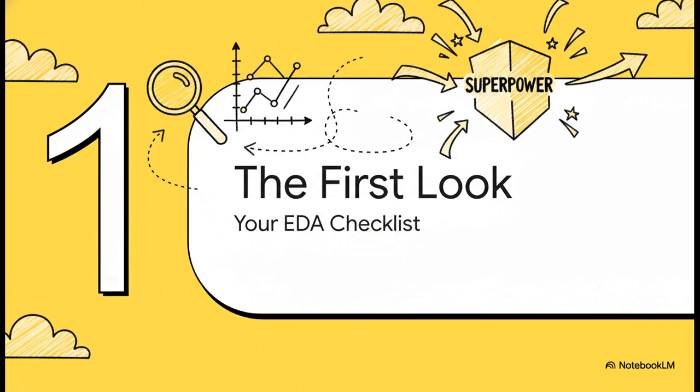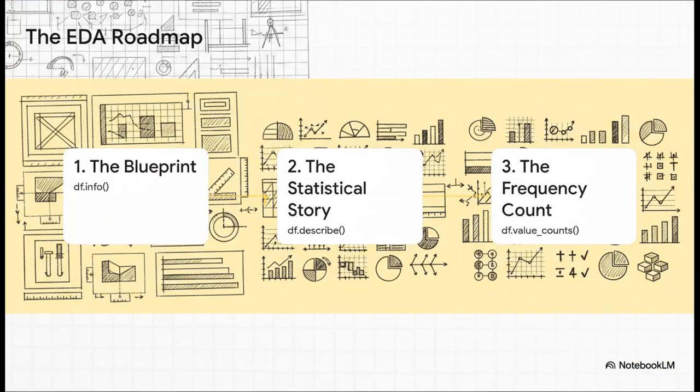Think of these next 3 commands as your superpower for that initial exploration. They're simple, they're fast, and man, are they revealing. So here's our simple roadmap. First, we get the blueprint with info. Then we get the statistical story with describe. And finally, we count up the categories with value_counts. Let's break down each one.